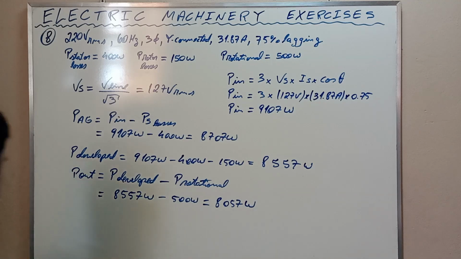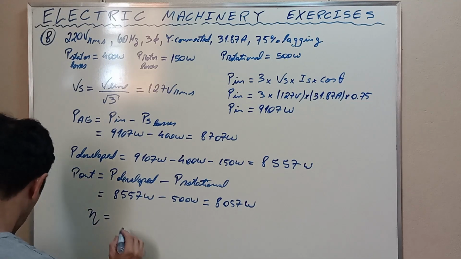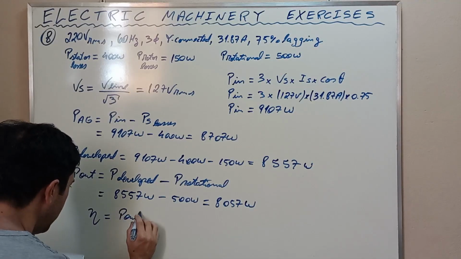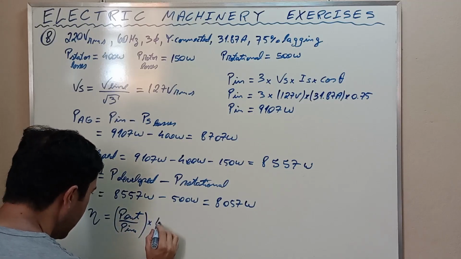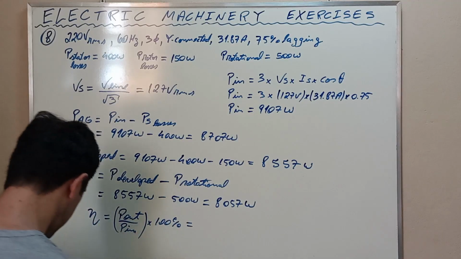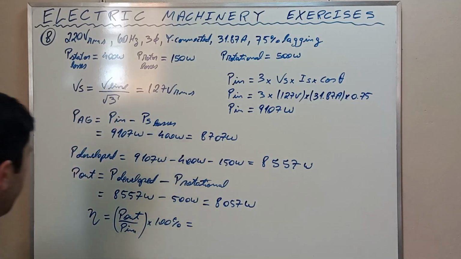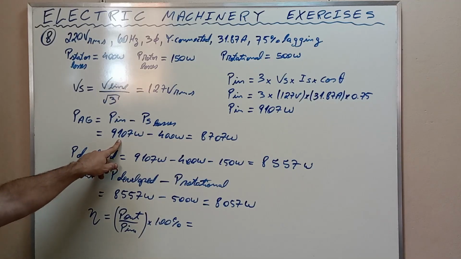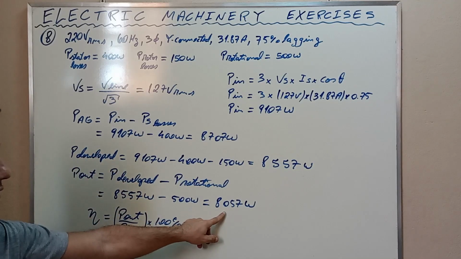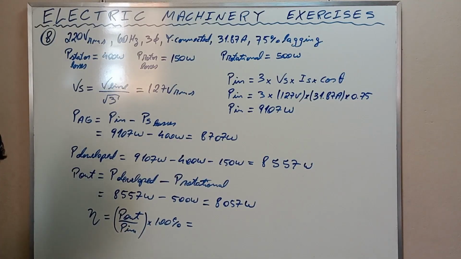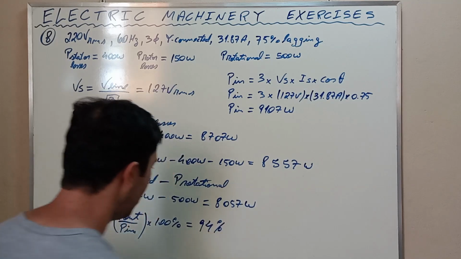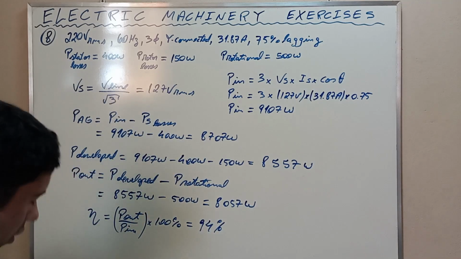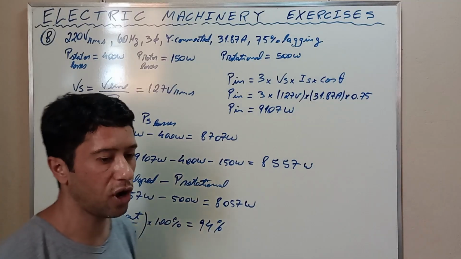And with this data, we can calculate the efficiency of the machine. The efficiency of the machine is equal to P out over P in times 100%. We already calculated P in, P in is this, P out is this, and then we substitute the values and find that it is 94%. Okay, my friends, this is all for exercise 8, and this is all for this video.